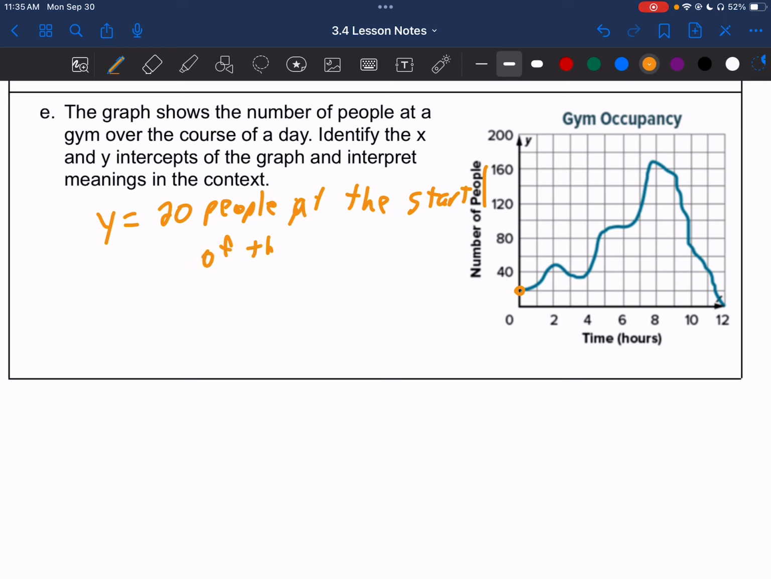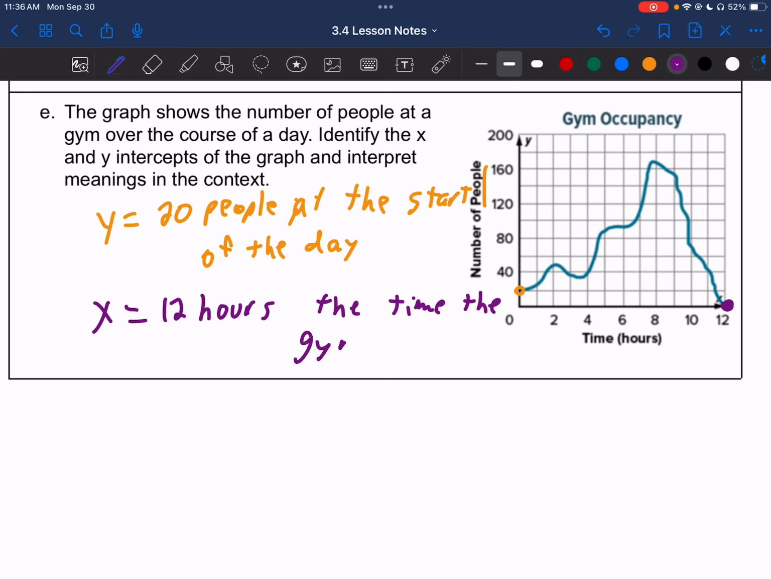So now what is our x-intercept? Our x-intercept is over here at x equals 12. And that is measured in hours. And this will be the time the gym closes. And we can interpret that as when the gym closes because everybody leaves. There is nobody left in the gym at that point in time. So that is interpreting that as when it's closing.